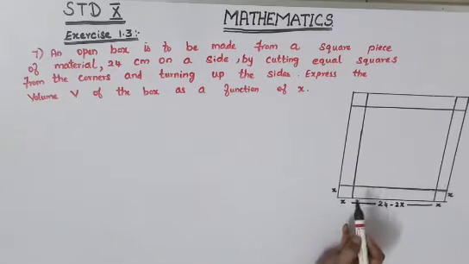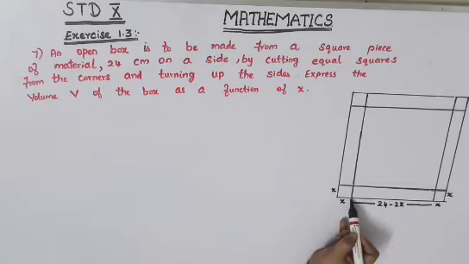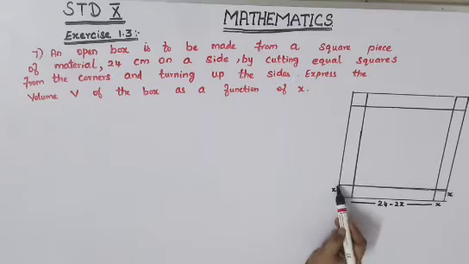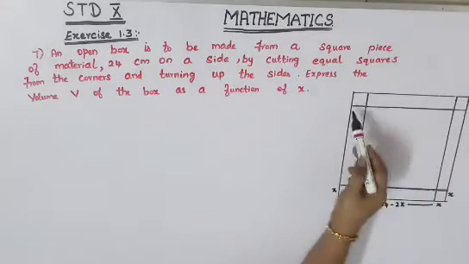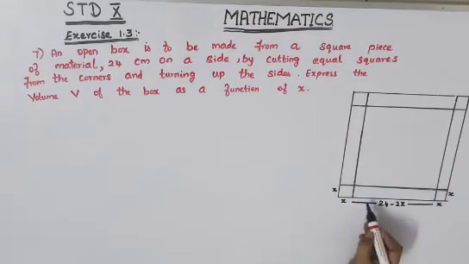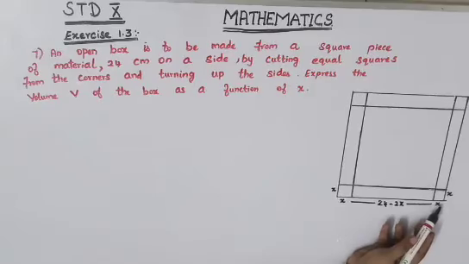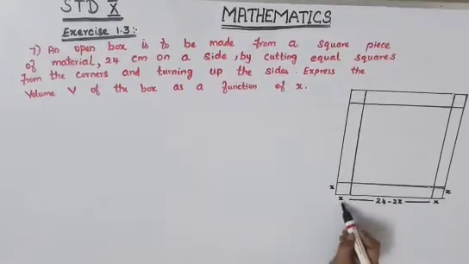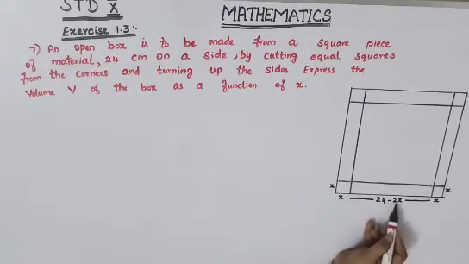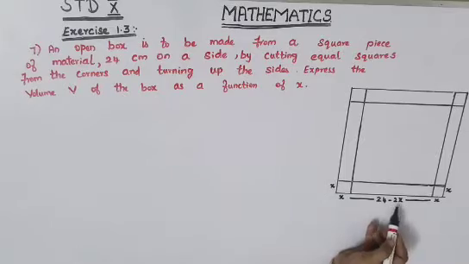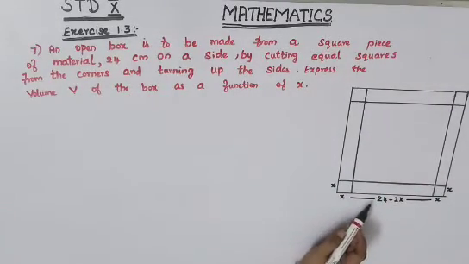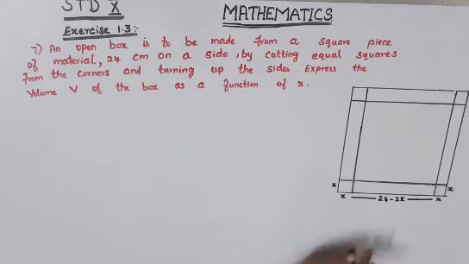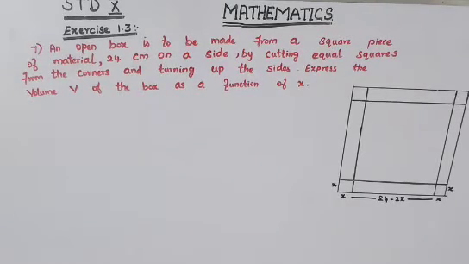Okay, so we'll just remove x from each corner. So here x, and here x, and here x, and on all four sides x is removed. Here the total length is 24. By removing x and x, 2x will be removed from each side. So that is 24 minus 2x. And they are asking you to find the volume of the box.